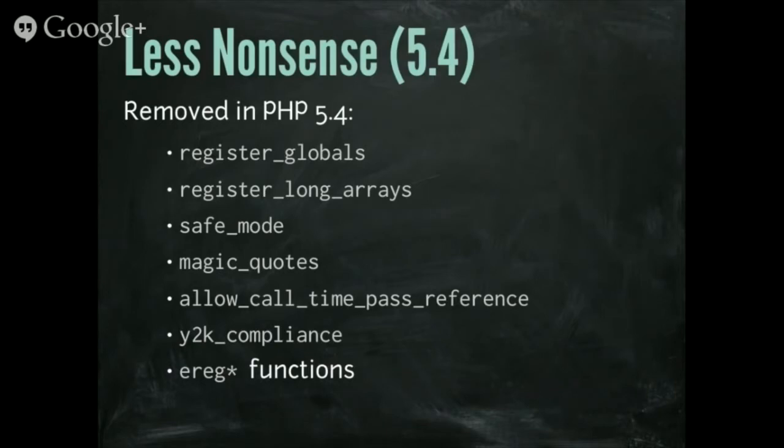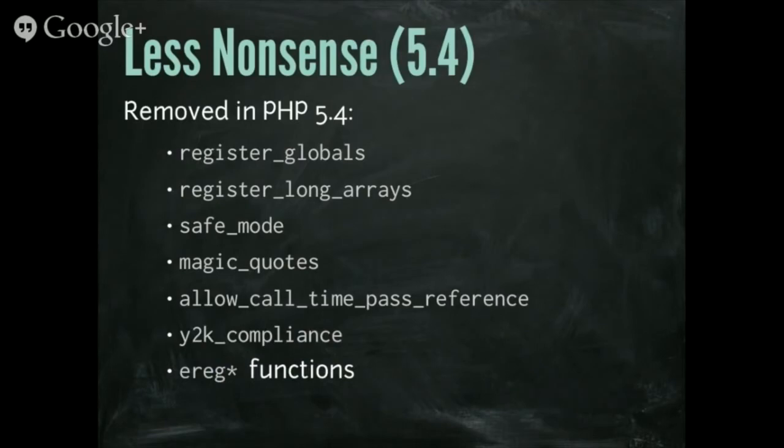You can no longer register long arrays. Again, you may see legacy code, which uses those long hand arrays instead of $_POST and $_GET, so look out for that. You can no longer enable safe mode. It wasn't safe, is basically the short description of what happened there. We also removed magic quotes because they weren't magic. This was quite controversial because there was a couple of places where removing them could have made the escaping situation worse. However, you're all responsible developers. Please escape your values when you're doing a database query. You can no longer turn on allow call time pass reference.